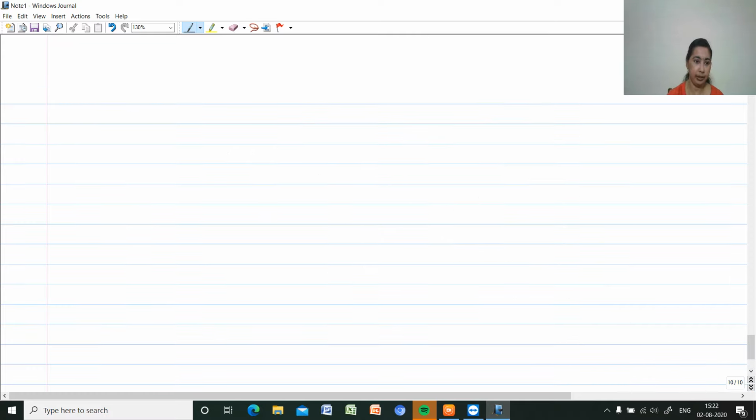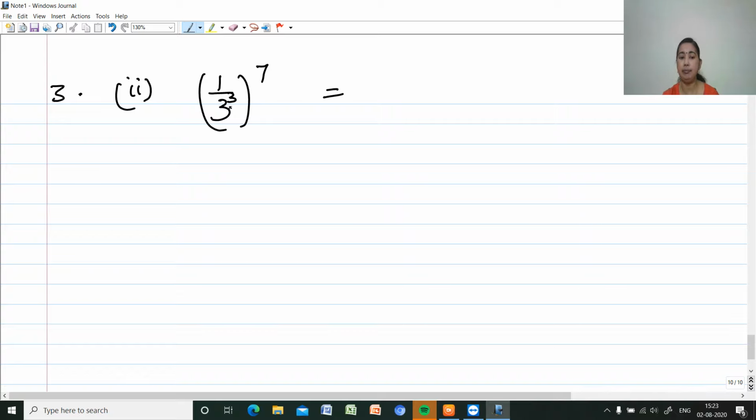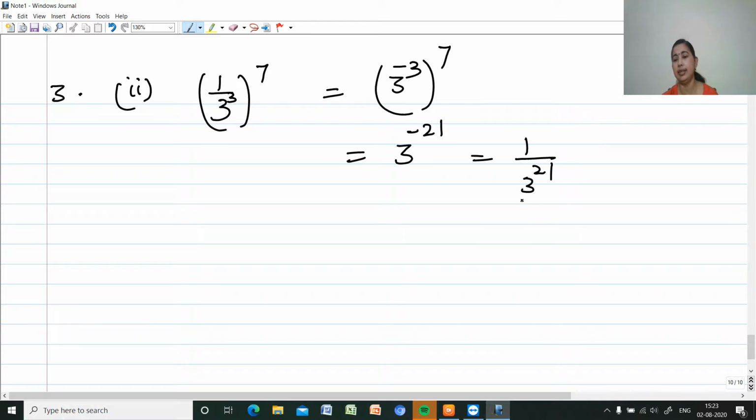Now question number 3, the second one: 1 by 3 cube, 1 by 3 raised to 3 whole raised to 7. That is the same as, 1 by 3 raised to 3 means if I am taking this to the numerator, you will get 3 raised to minus 3 whole raised to 7. That is equal to 3 raised to minus 21. So no need of simplifying that, because 3 raised to minus 21 is 1 by 3 raised to 21 itself. That is a bigger value, so it is difficult to simplify. So keep it there.